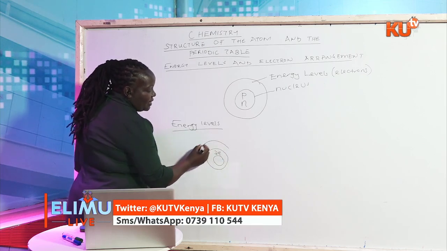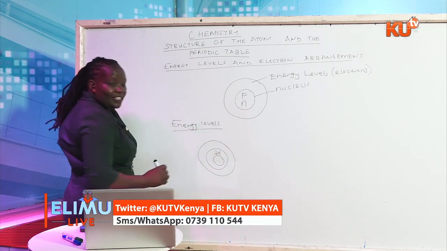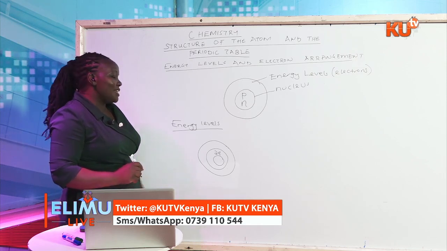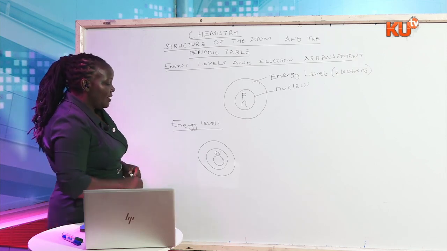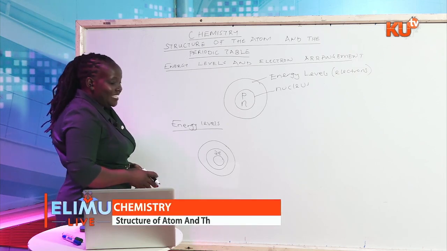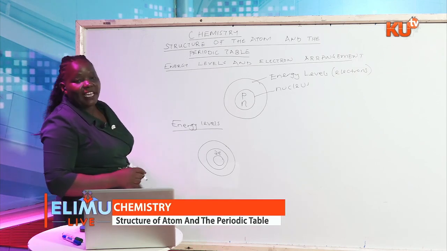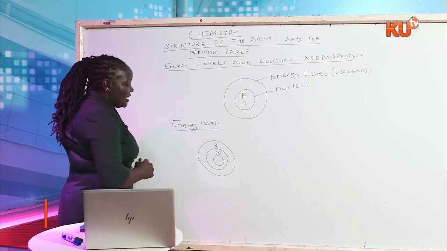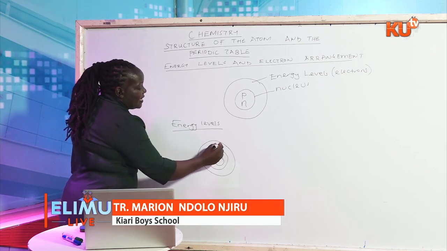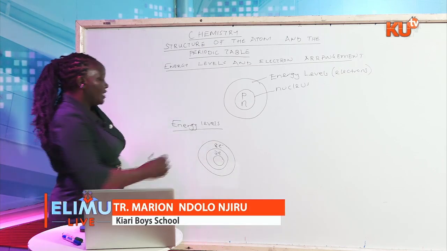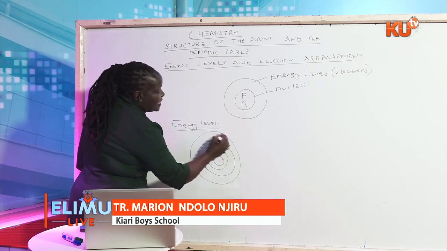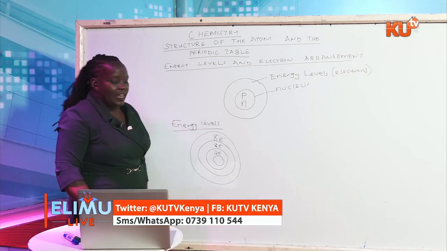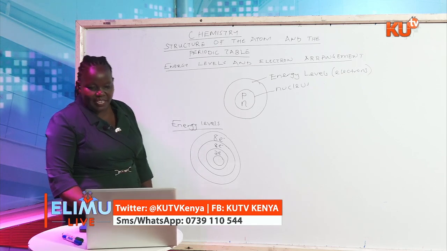Then we have the second energy level, which we have seen carries a maximum of 8 electrons. The third one is the one we have talked about, carrying 8 electrons for the first 20 elements and 18 electrons for any other element.